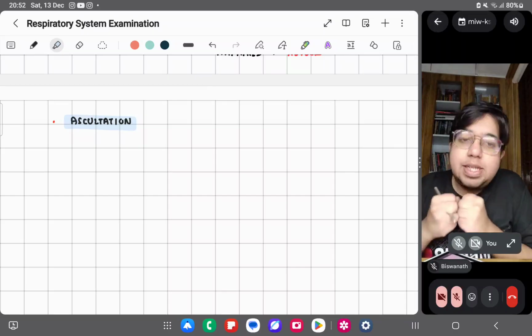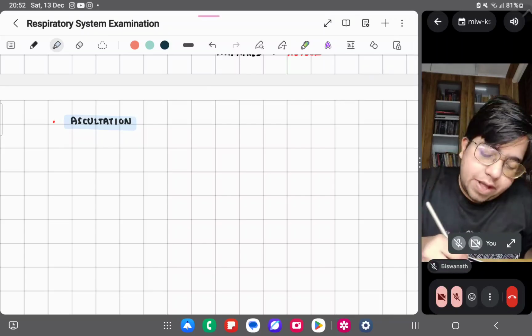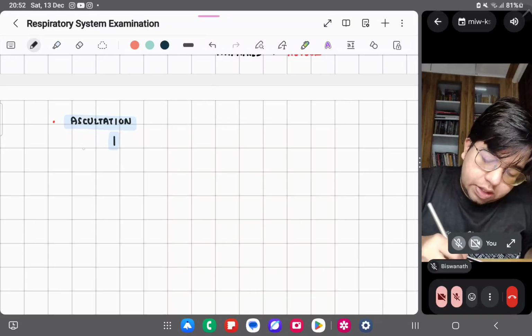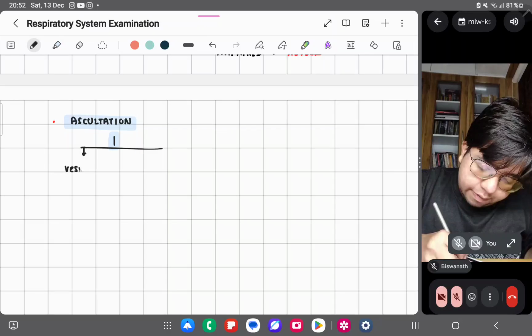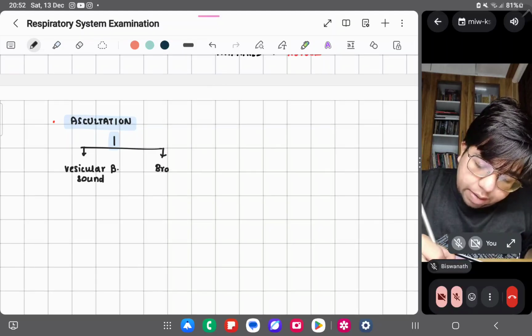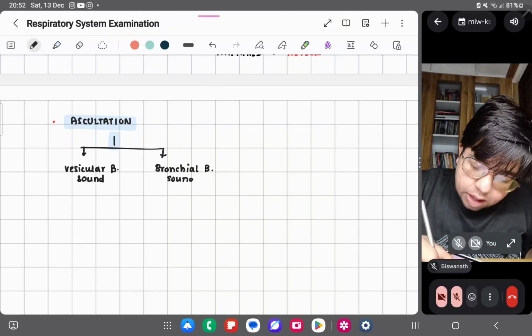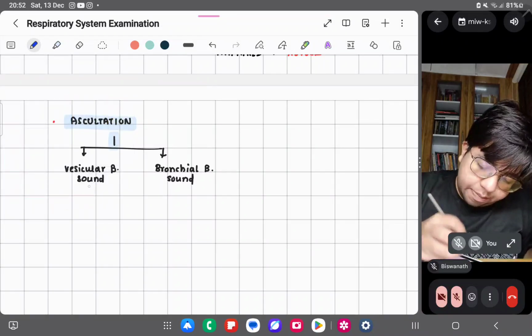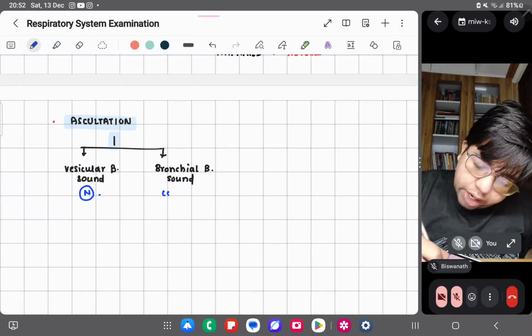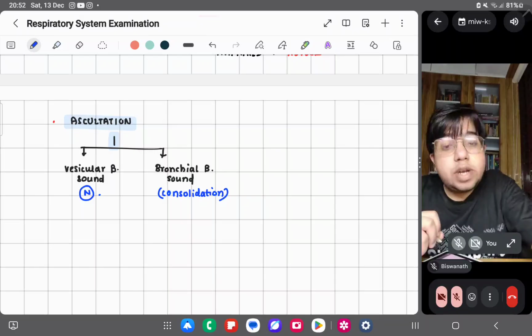If there is some resistance, it is called a bronchial breath sound. If there is a vesicular breath sound, it is normal. A vesicular breath sound is completely normal. The bronchial breath sound will indicate a sort of consolidation again.